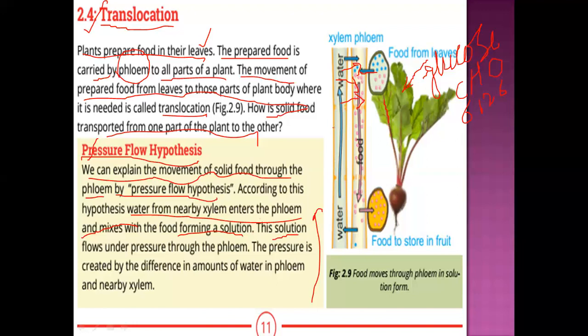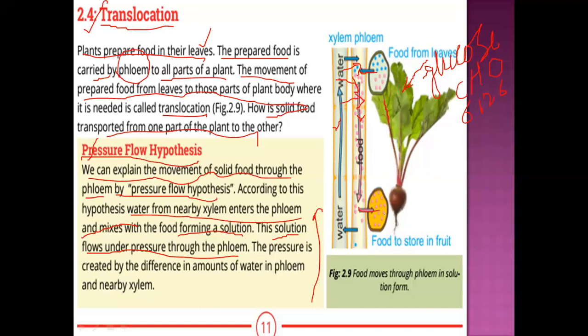As you know, water is the solvent, and the food is the solute, so it becomes a solution, and this solution flows under pressure through the phloem. Now the pressure in the phloem is raised, and by rising, this pressure presses the food downward and to the required part.